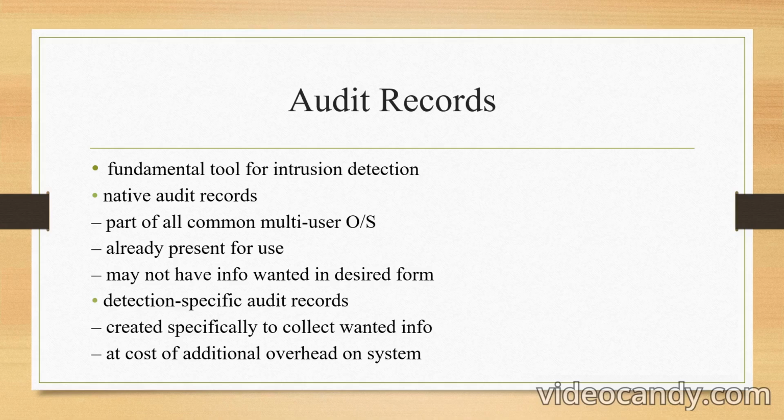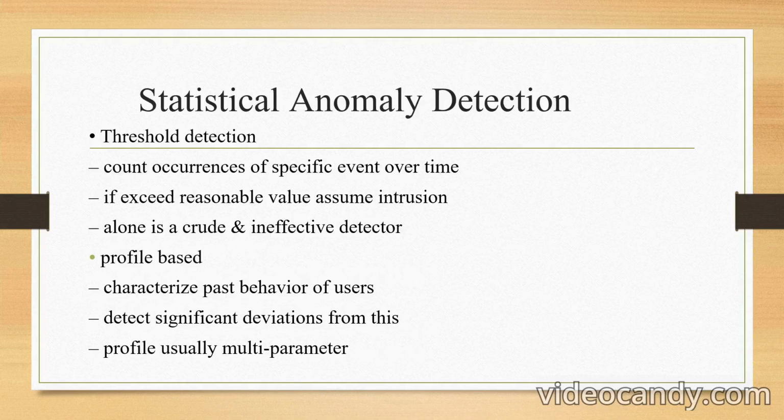Each audit record contains the following fields. One is called the subject. This is the initiator of the action. A subject is typically a terminal user but might also be a process acting on behalf of users or groups of users. Next field is called the action.